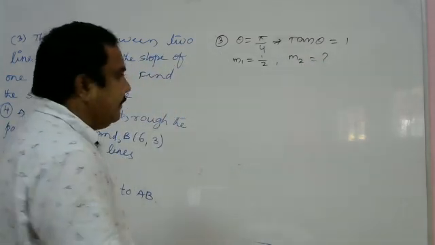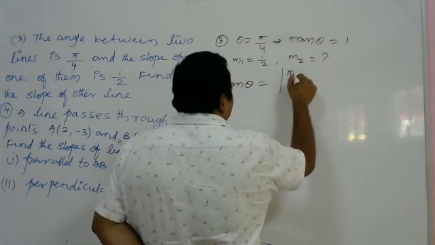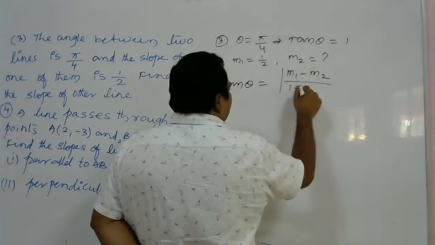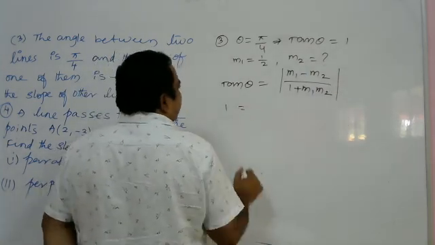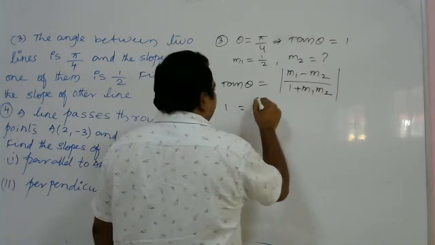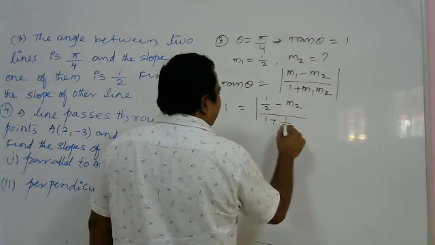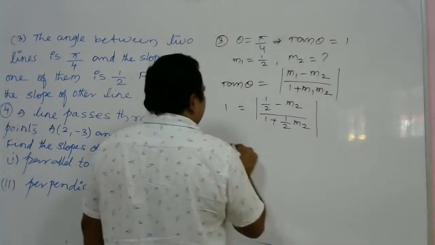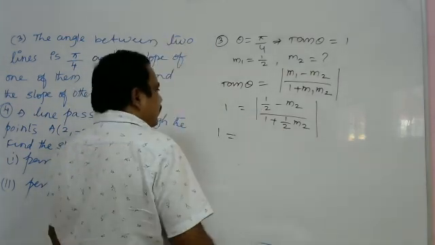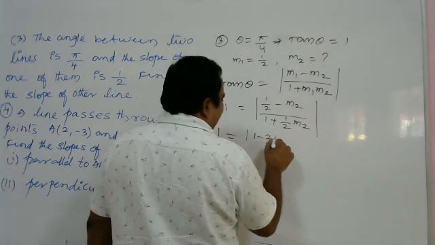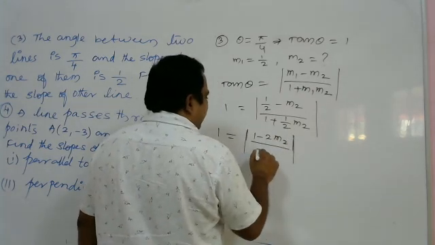So what is the formula? Tan theta equal to modulus of m1 minus m2 by 1 plus m1 m2. So tan theta is 1, m1 is given as 1 by 2, minus m2 which we have to find out, over 1 plus 1 by 2 into m2. If you take 2 LCM, 2 will get cancelled in numerator and denominator. So on top we get modulus of 1 minus 2 m2 by 2 plus m2.